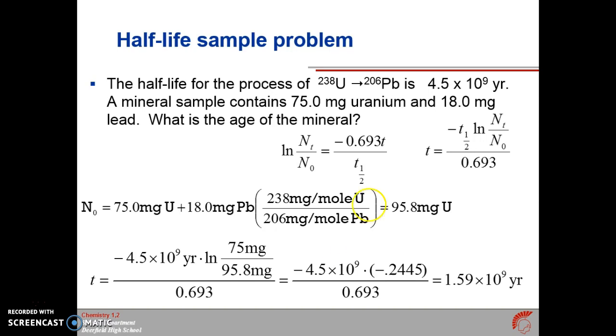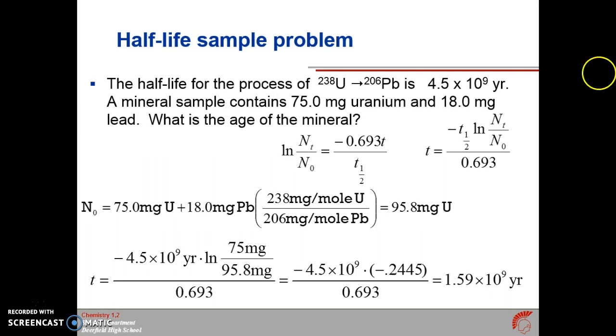Now this result is not just one decay. This is a result of a big, long sequence of decays, ultimately leading to finally the stable substance of lead. So uranium-238 doesn't immediately decay to lead. It goes through a series of decays, and that series of decays takes this much time. So let's say that you have a mineral sample that contains 75 grams of magnesium, 75 milligrams of uranium, and 18 milligrams of lead. How old is that mineral?